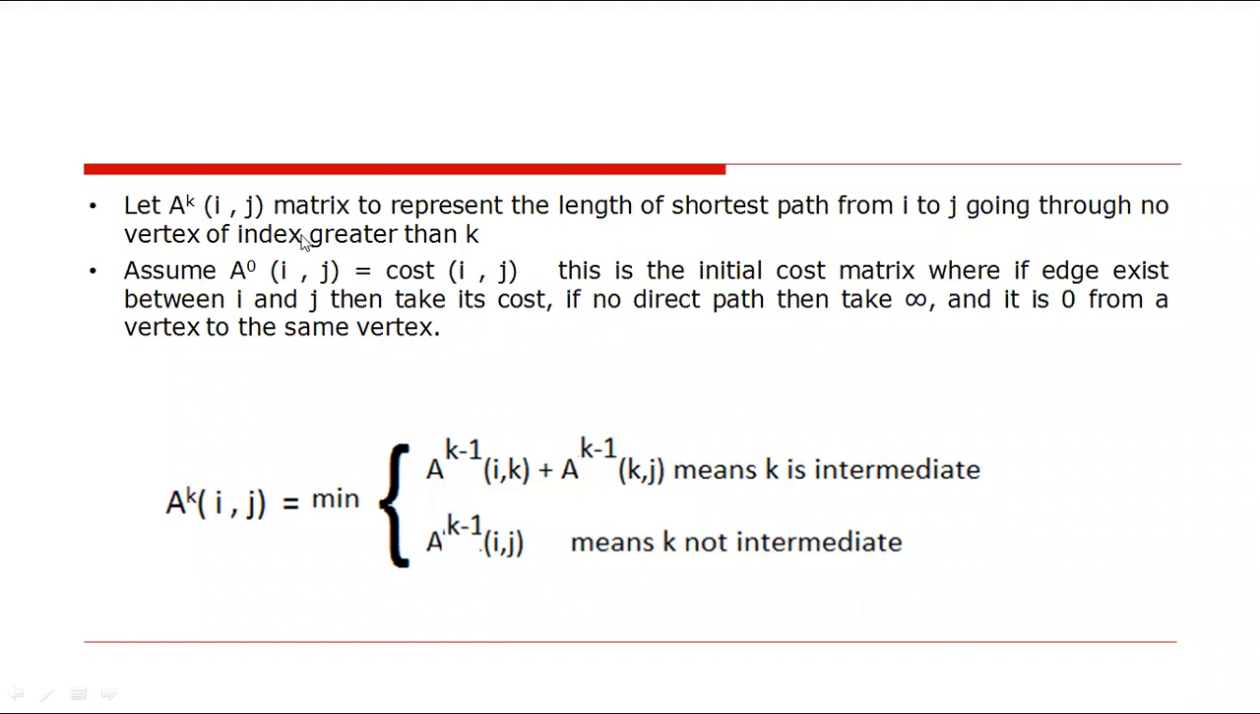Let A to the power of k of i, j be a matrix to represent the length of the shortest path from i to j going through no vertex of index greater than k. Assume A to the power of 0 of i, j equals the cost of i, j. This is the initial cost matrix. If an edge exists between i and j, then take its cost. If there is no direct path, then take infinity, and it is 0 from a vertex to itself. Clear? So this is the equation to find the cost.